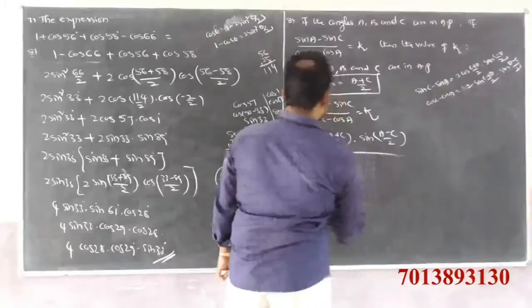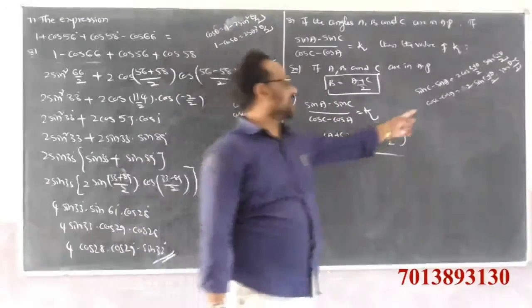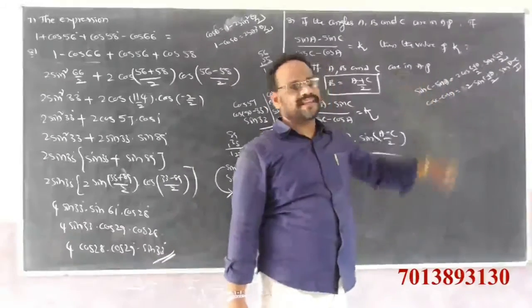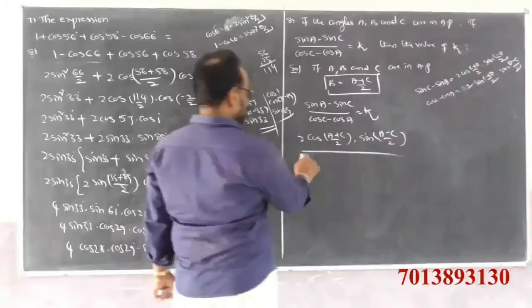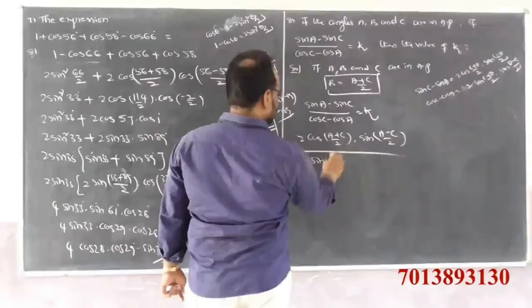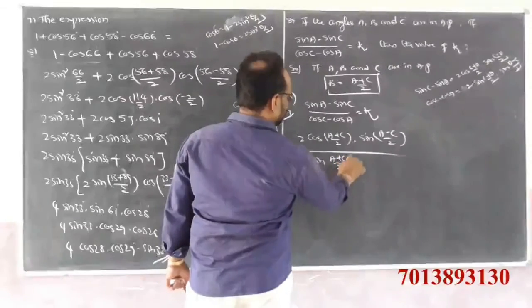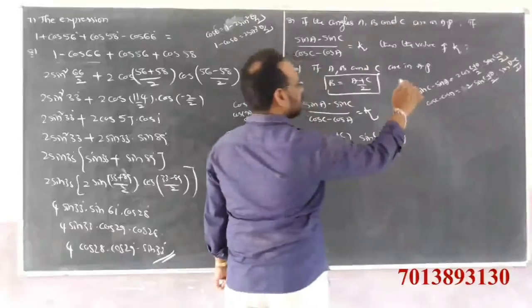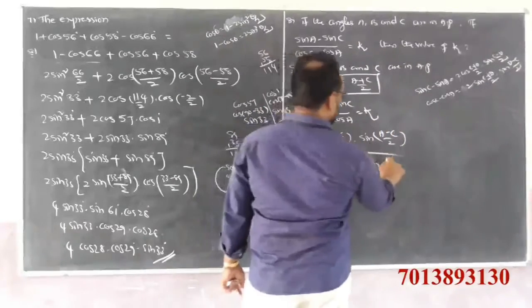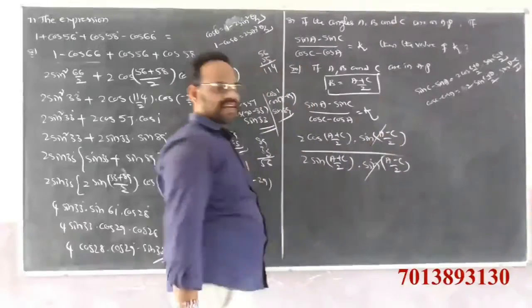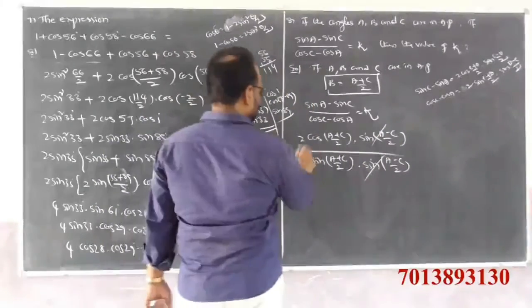But cos C minus cos D is plus 2 into sin((C plus D) by 2) into sin((D minus C) by 2). So plus 2 into sin of (C plus A) by 2, that is (A plus C) by 2, into sin of (A minus C) by 2. Clearly, sin (A minus C) by 2 gets cancelled, and the 2 also gets cancelled.